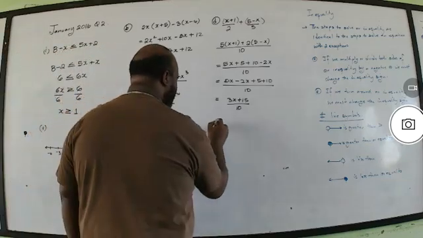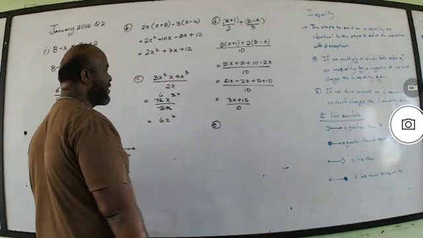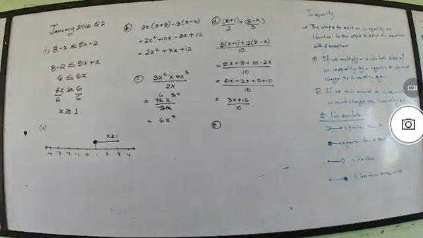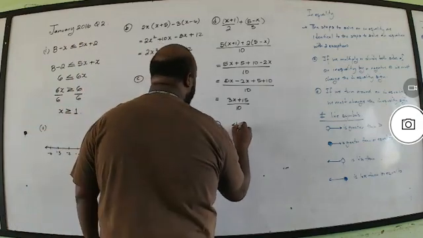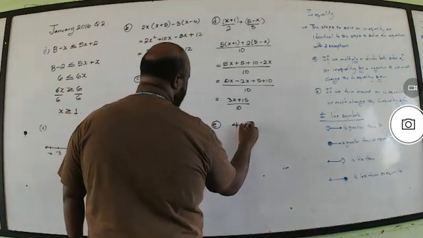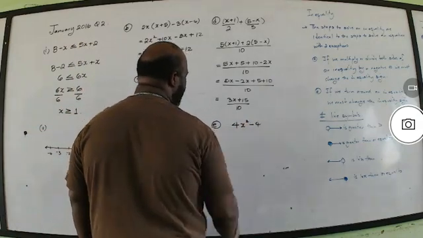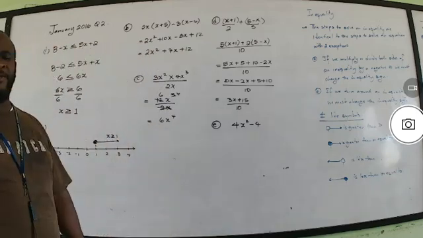Lastly, E says we're to factorize completely. We have 4x squared minus 4. You tell me what to do.